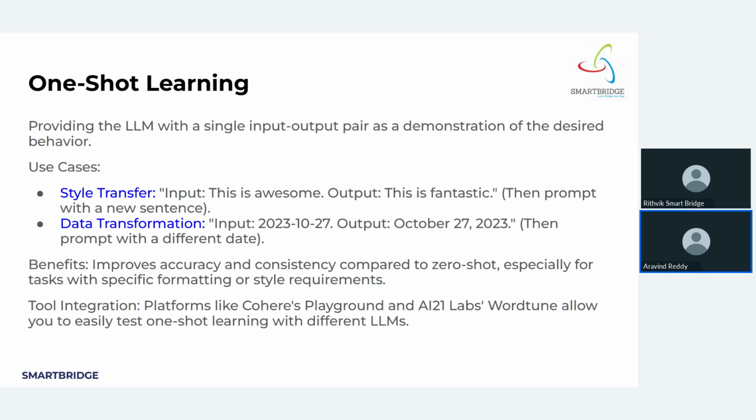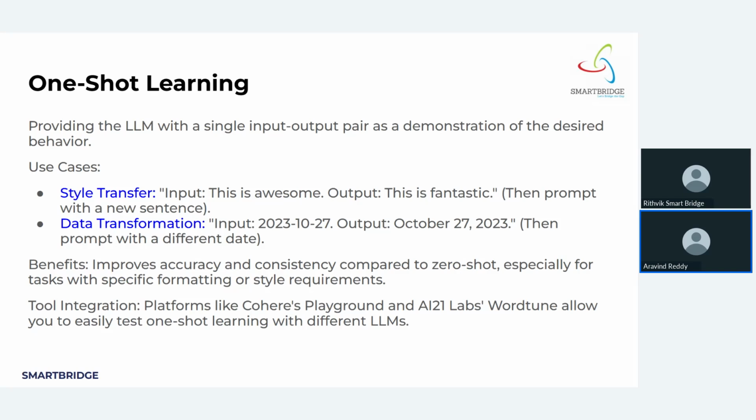In one-shot prompting, a use case is style transformation. Input: this is awesome. Output: this is fantastic, right? Then you prompt with a new sentence. If you give a new sentence, based on how the output relates to the input, it will generate the result. The same goes for date transformation from one date format to another: if you give any dates, based on this logic it will give the next output for the input, right? The benefit, or why we need to use this technique: it improves accuracy and consistency compared to zero shot, right?